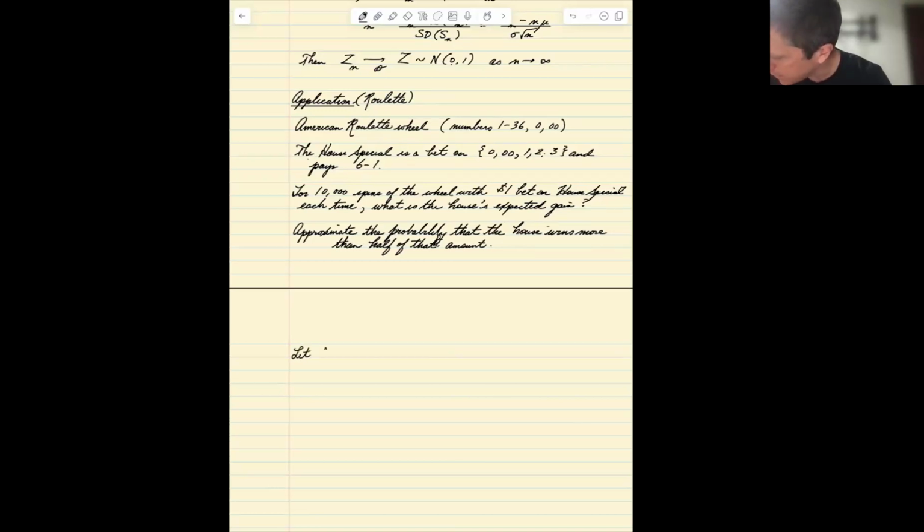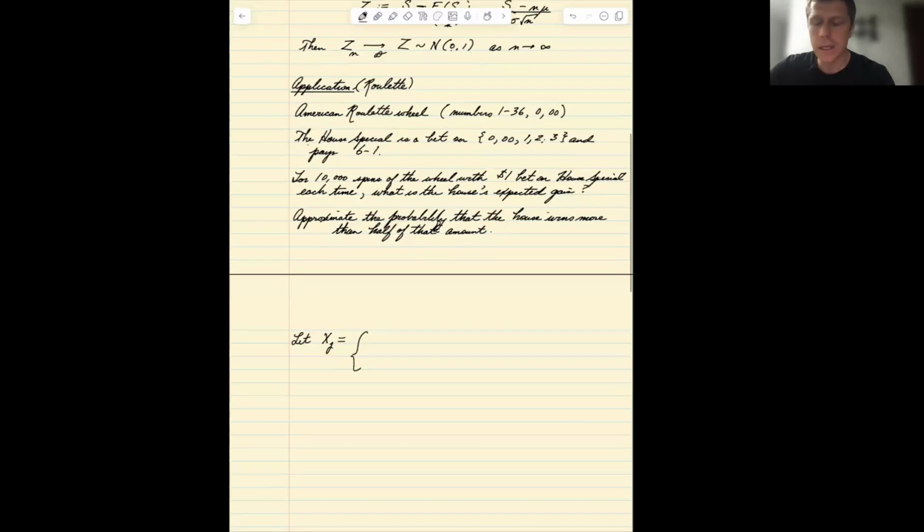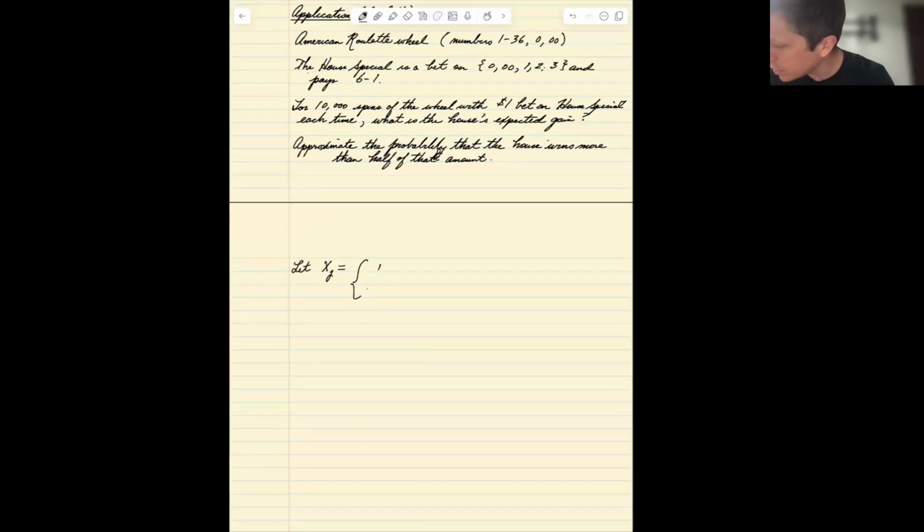Let Xj be the casino's win on the jth roll. The casino is going to win $1 33/38 of the time, because there are 33 numbers in the casino's favor, all with equal likelihood of happening. And the casino is going to lose $6 5 out of 38 times.